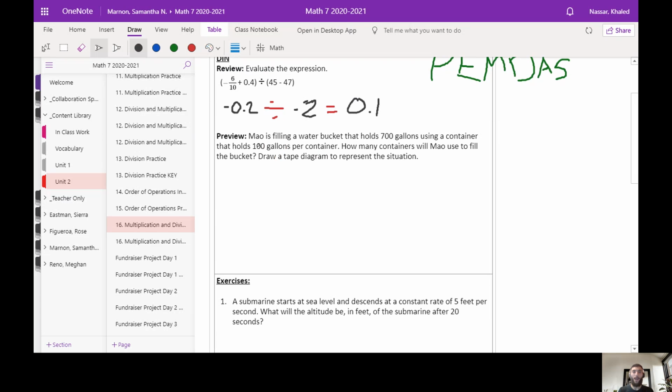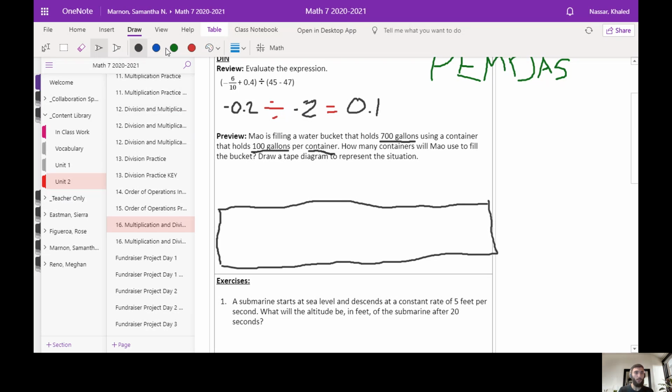All right, our preview. Mao is filling a water bucket that holds 700 gallons using a container that holds 100 gallons per container. So how many containers will Mao use to fill the bucket? Draw a tape diagram to represent the situation. So I'm going to start off by drawing. All right, there's my tape diagram, and this whole thing is our 700-gallon bucket. So I'm just going to label it 700. Okay, and we want to find out how many 100-gallon containers it will take to fill the entire 700-gallon bucket.